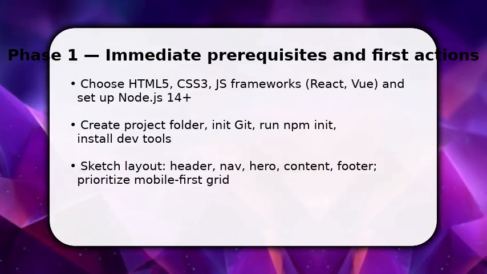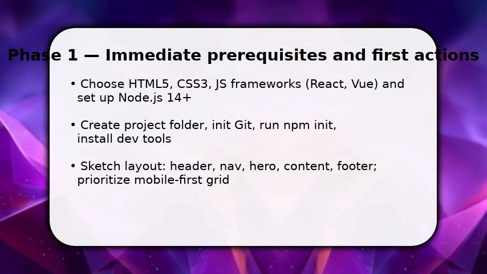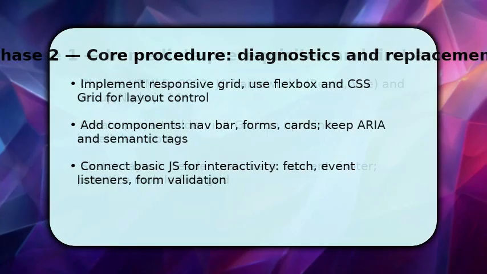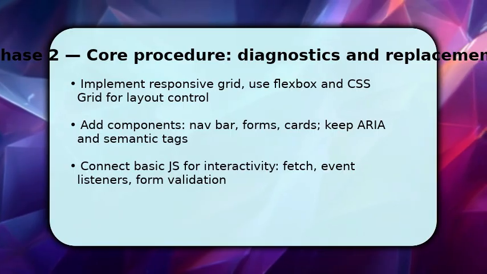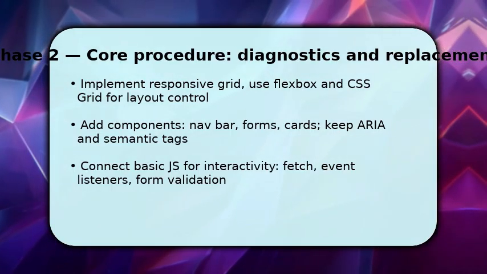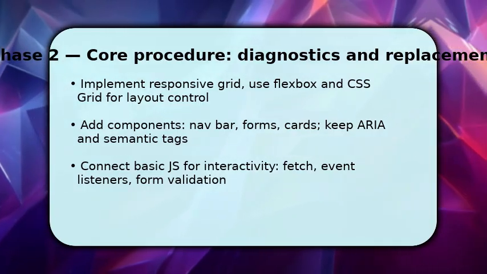Don't overconfigure. Start with a working index.html, a style sheet, and one main JS file to prove the flow. Now you implement the core features. Create a responsive grid using CSS Grid and Flexbox so elements adapt naturally. While building, craft semantic components, nav, sections, articles, and add ARIA roles to improve screen reader support.